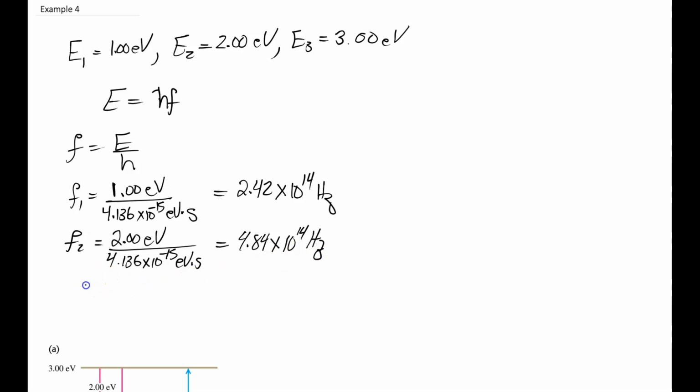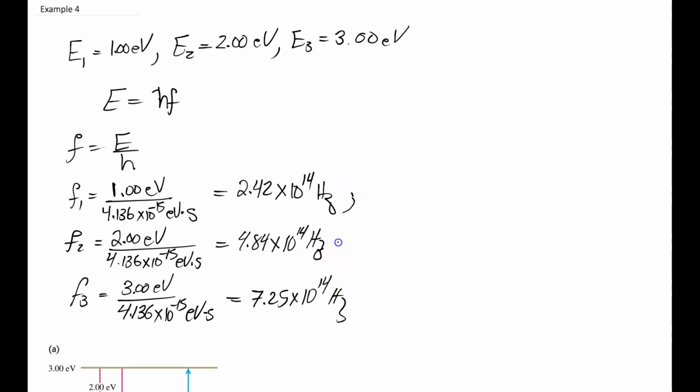And similarly, f3 would equal 3 electron volts over 4.136 times 10 to the minus 15 electron volt seconds, which will give us 7.25 times 10 to the 14th hertz.